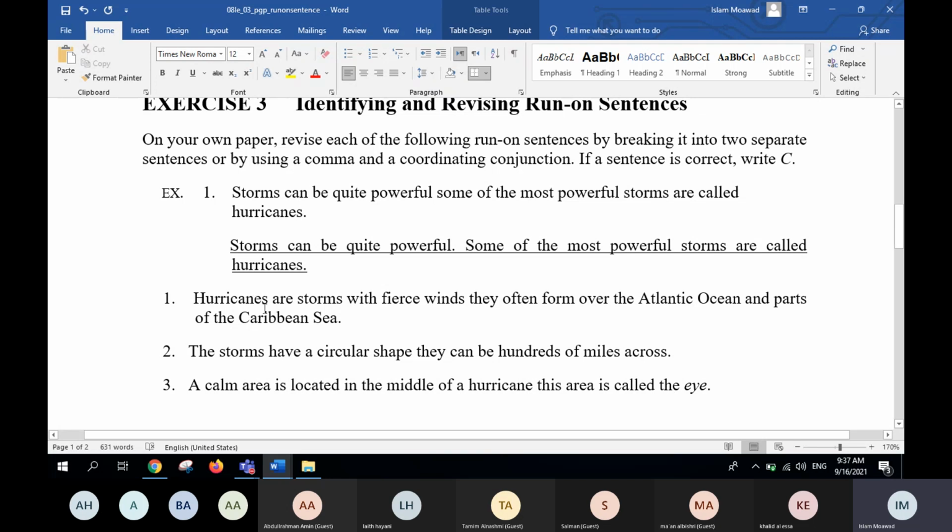This is the example that we have. Number one. Hurricanes are strong winds. They often come over the Atlantic Ocean, part of the Caribbean Sea. So we have here a run-on sentence. We need to separate it or connect it using a conjunction. So what should we do in number one? Go ahead.